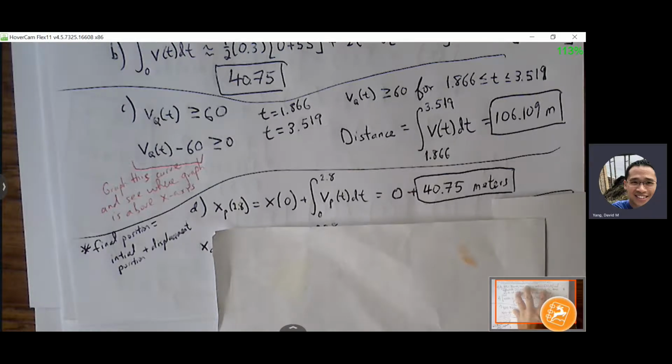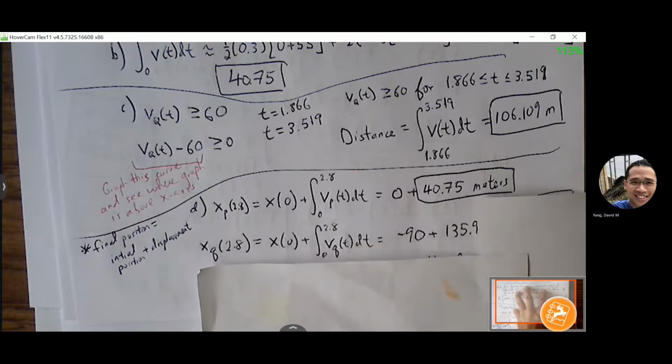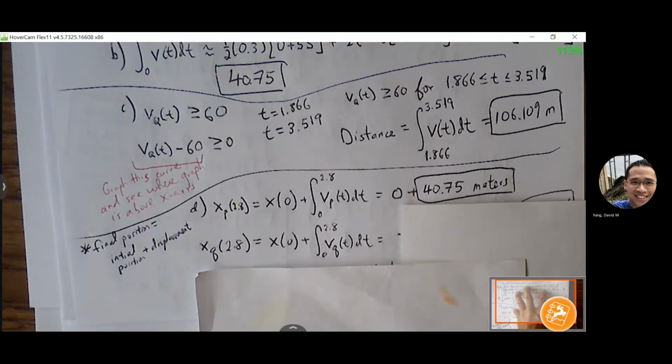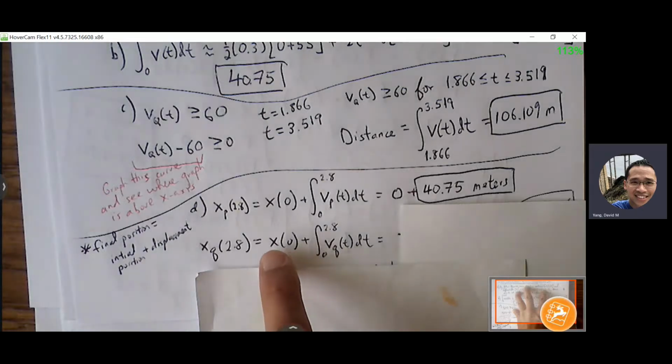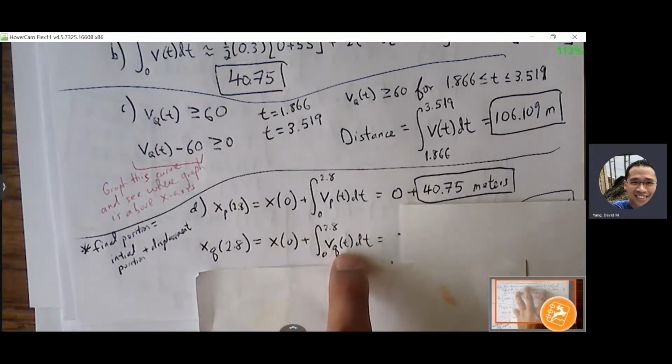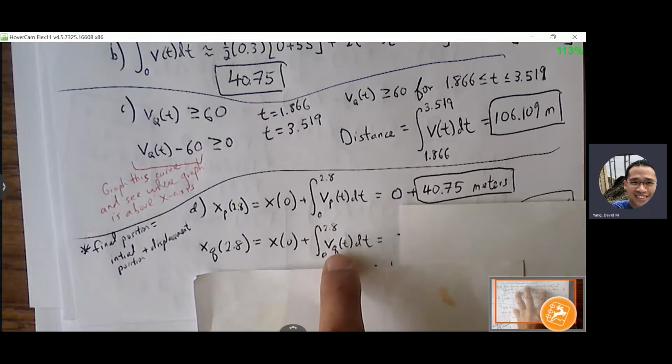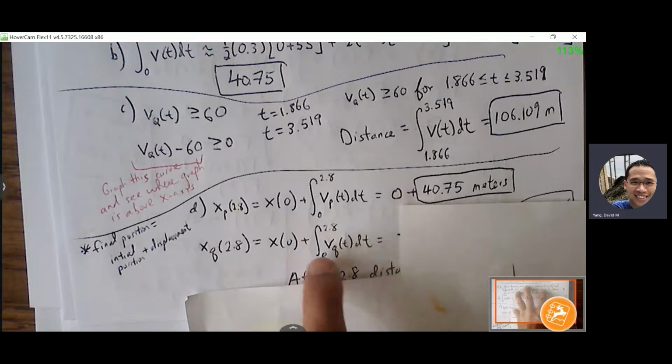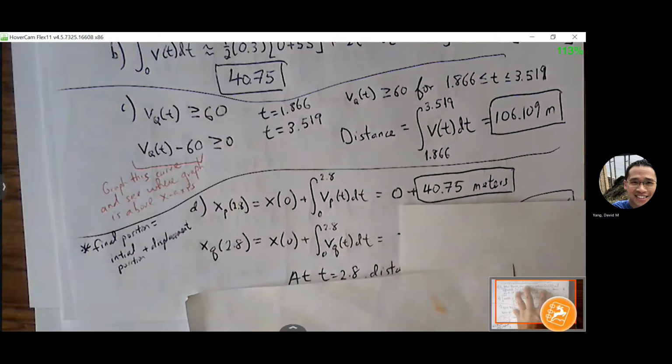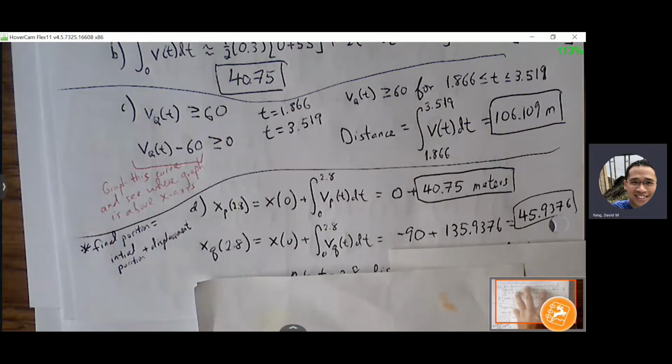Okay, we'll do the same process to figure out the location for particle Q. So for part D, they tell us that particle Q is located at -90. So we know that it starts off at -90. But now we have a formula to plug in. So we'll do the definite integral from 0 to 2.8 of the velocity for Q of t. Figure out how far it travels using the calculator, and then add it on to that -90. And I get 45.9376. So now we know where the particles are located 2.8 seconds in.